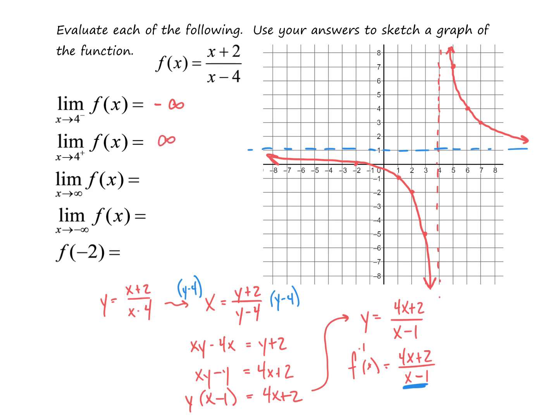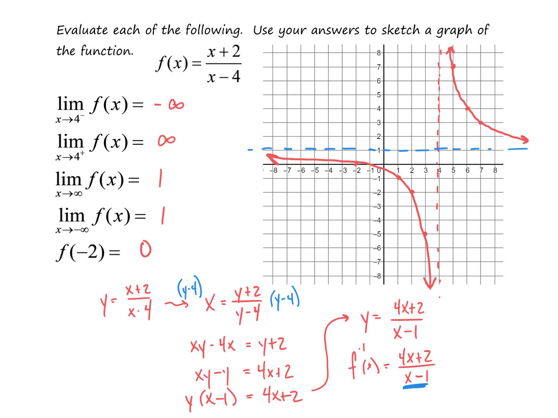As x approaches infinity, my function is approaching 1. That's what's going on out here. X is approaching infinity. And as x approaches negative infinity, my function is also approaching 1. And f of negative 2 is 0.